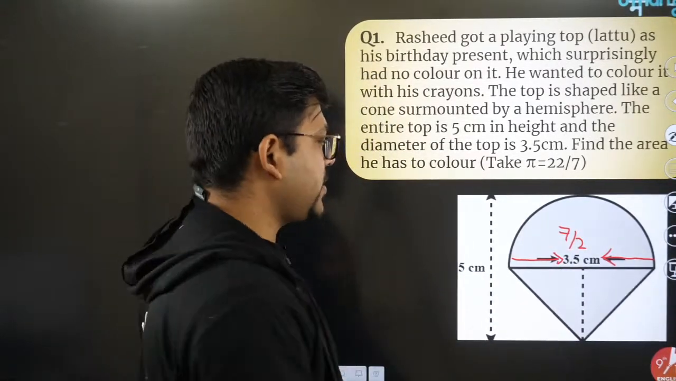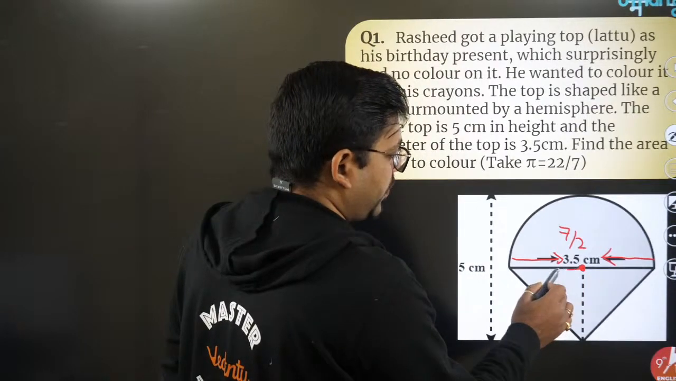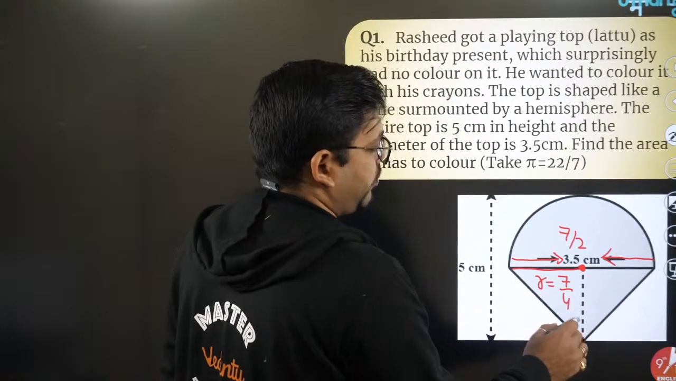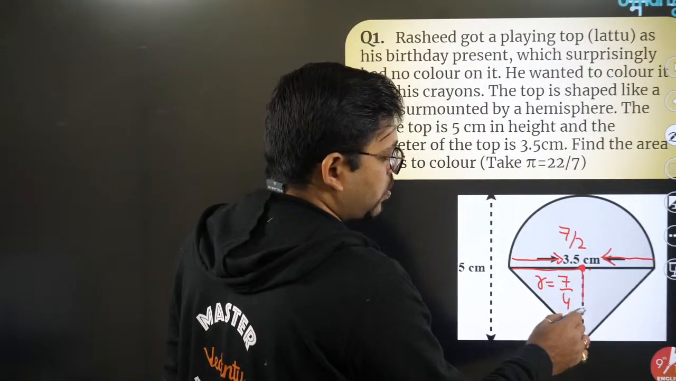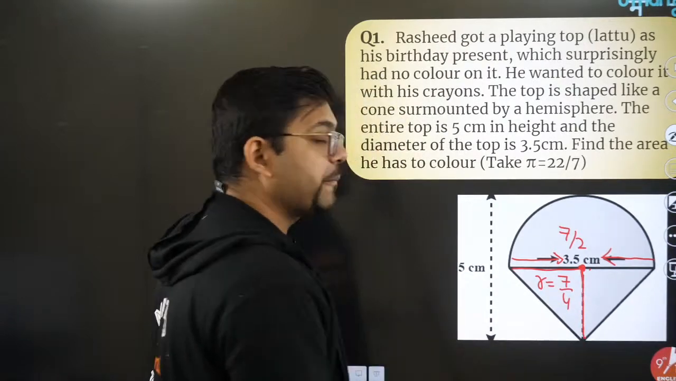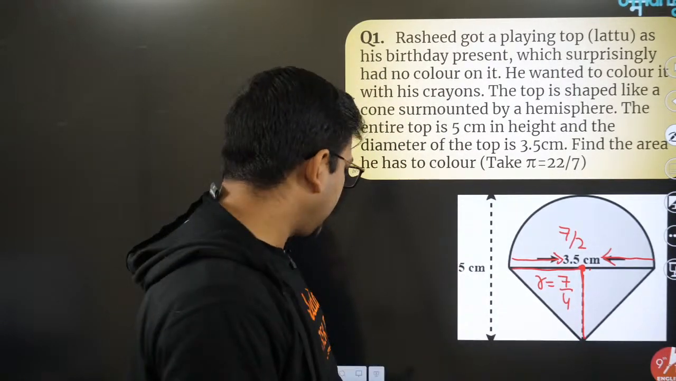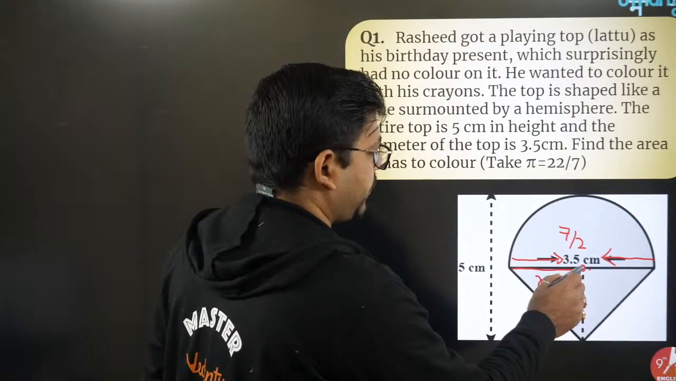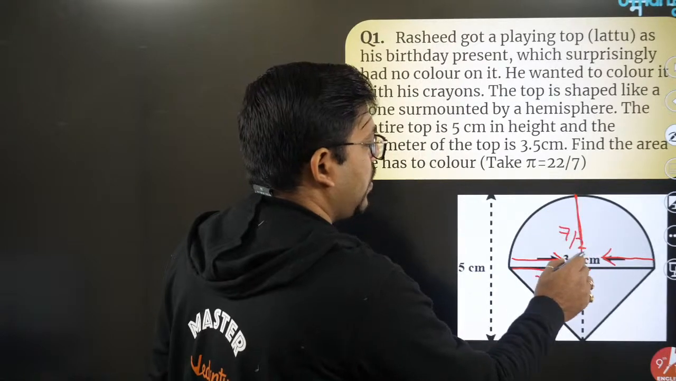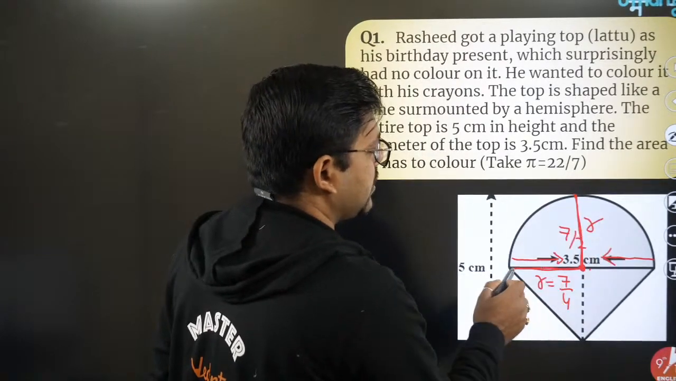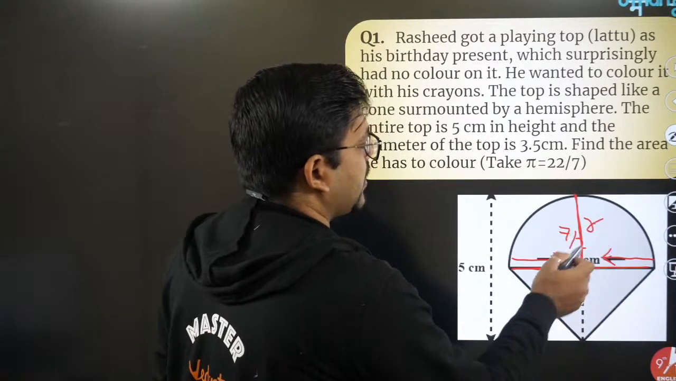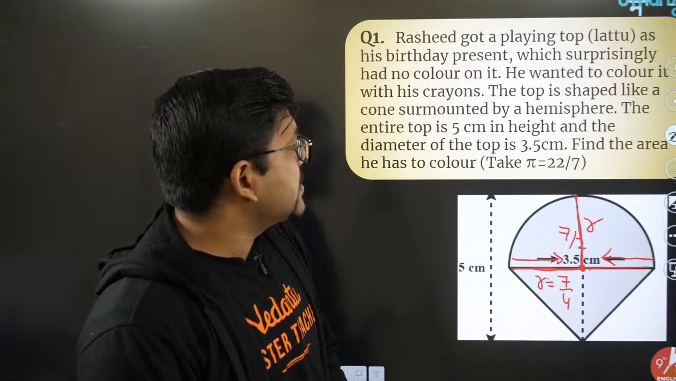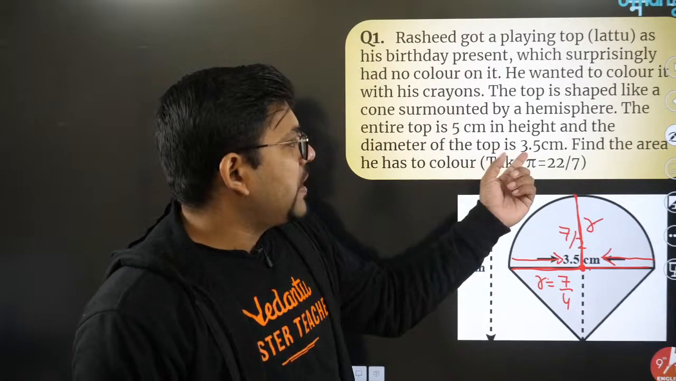If this is the diameter, guys, what will be the radius? Very easily you can figure out that the radius is half of 7 by 2, that is 7 by 4. And this radius would also be equal to this value, isn't it? Very sorry, I said it wrong. It won't be equal to this. In fact, it will be equal to this one. Why? Because this is also radius. See here, radius, radius, radius. So all the radii will be equal to 7 by 4. Fine. Cool. Now the question says the diameter of the top is 3.5 centimeter.